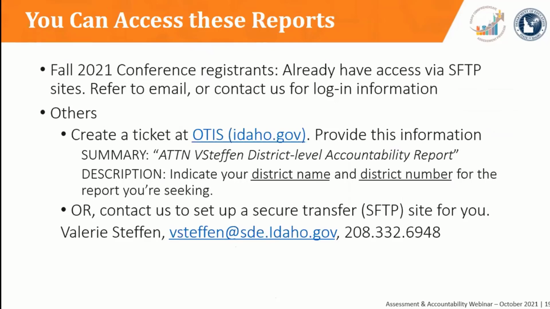You can create an Otis request using the link provided here. In the summary line, write attention V. Stefan, that would be me, district level accountability report. In the description, be sure to provide your district's name and number. If you don't have access to an Otis request, your IT or your superintendent can help you. Alternately, you can email or phone me.